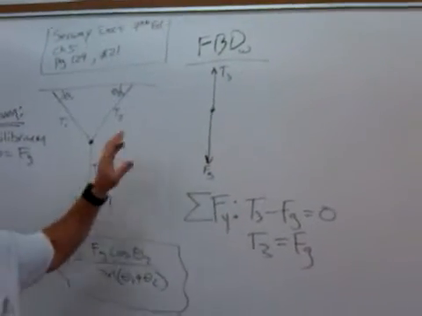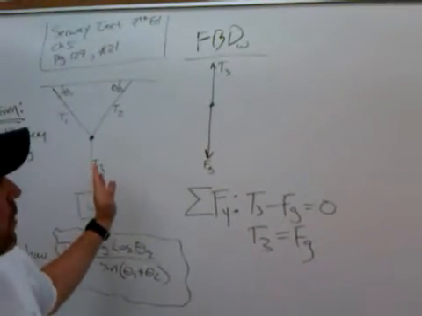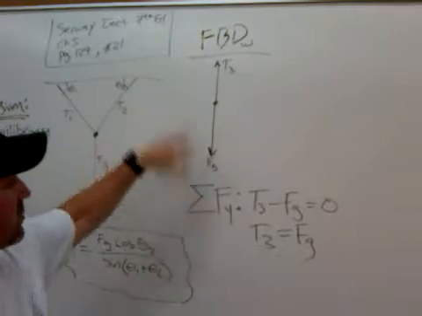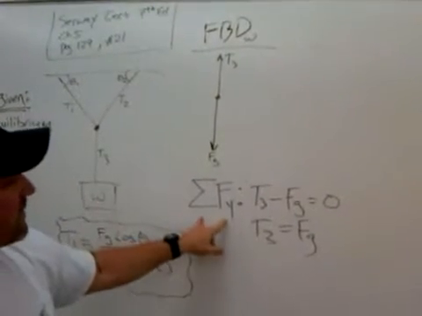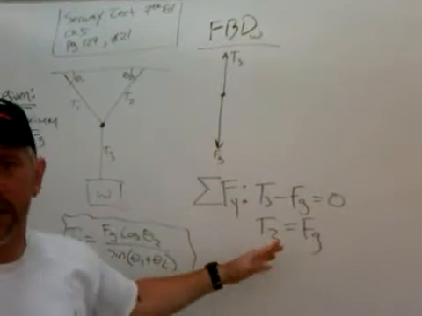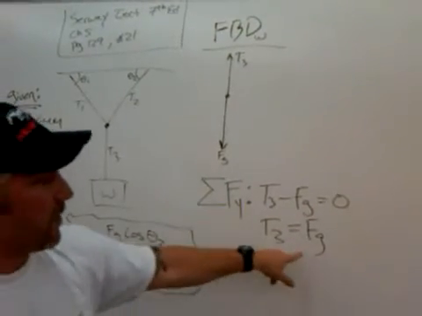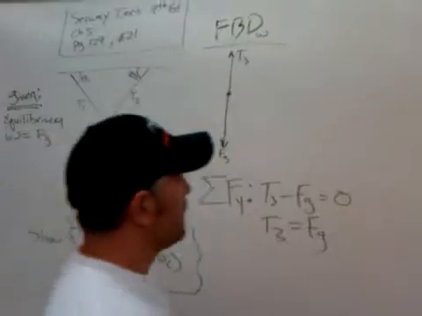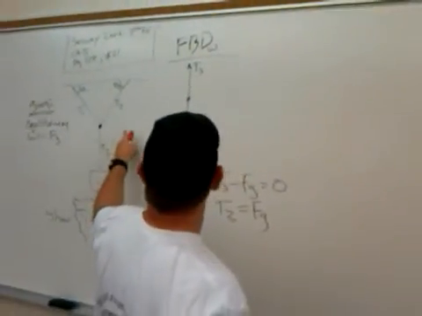hanging down here. And we can see it's really simple. There's no left or right, so there's no x's involved. It's just up and down. We can see the sum of forces for y is T3 minus Fg, which equals 0 because we're in equilibrium. Therefore, T3 equals Fg.